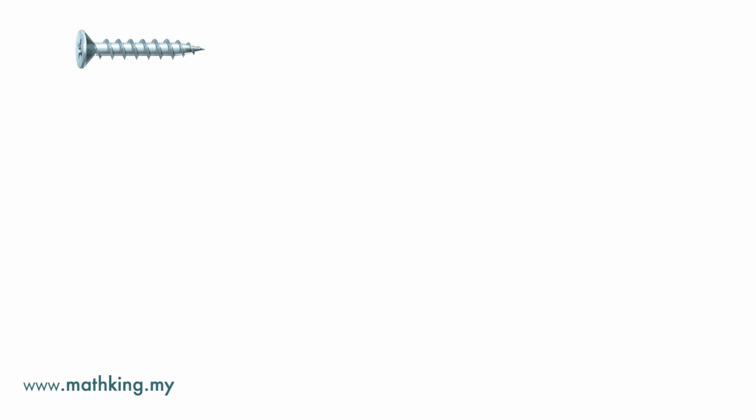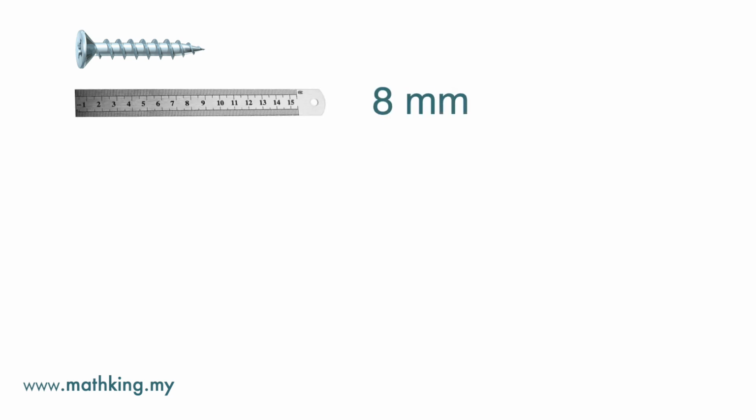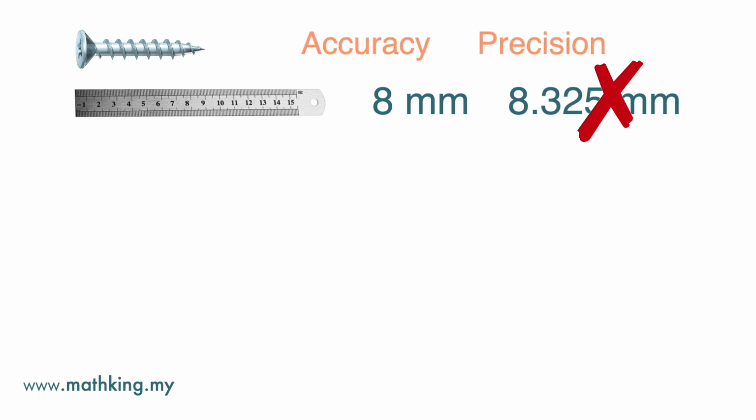Here we have a screw, and we want to measure the length of the screw. First, we can use a ruler. We may get an answer of 8 mm. If I measure the length of the screw with a ruler and tell you that the length of the screw is 8.325 mm, you are not going to believe it. The answer that we can reasonably get from a ruler, 8 mm, has only one significant figure. This tells us that the accuracy or precision of the measurement is up to millimeter.